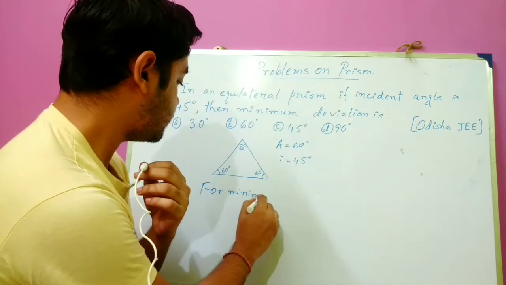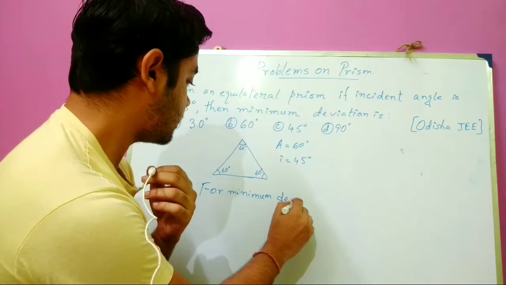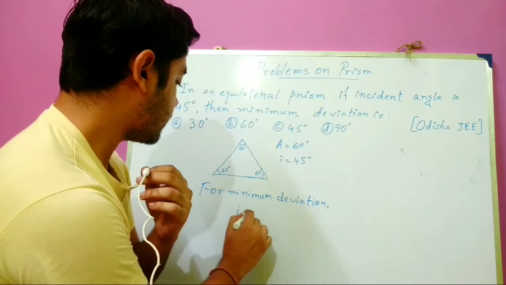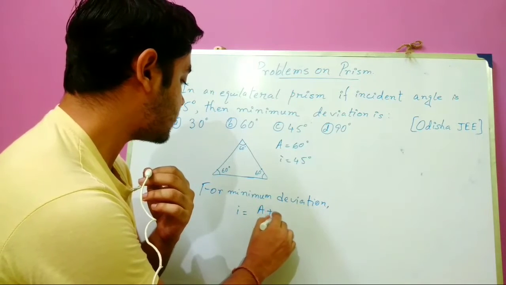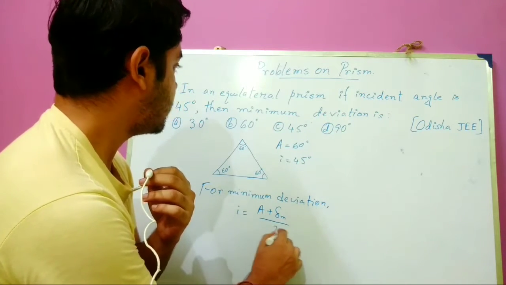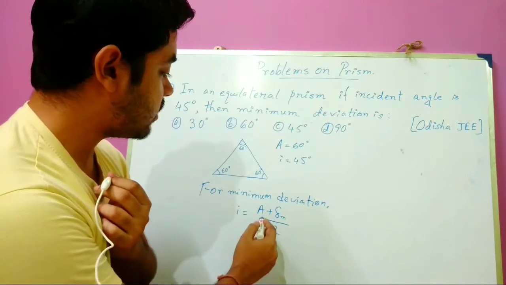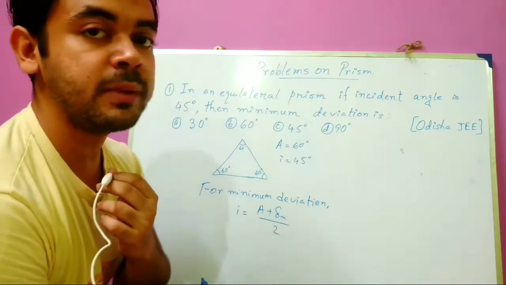For minimum deviation, we know I will be equal to (A plus delta M) by 2, where I is the incident angle, A is the angle of prism and delta M is the minimum deviation.